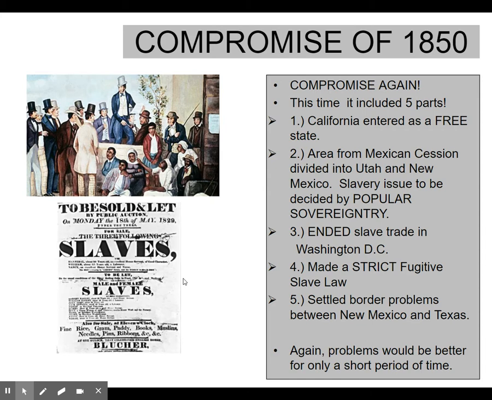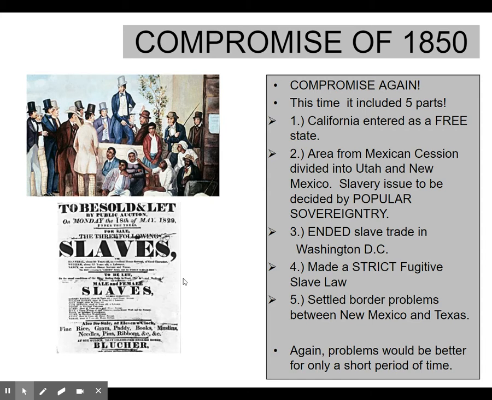The second part of the Compromise of 1850 was that the area from the Mexican Cession, the land that was won during the Mexican-American War, was divided into Utah and New Mexico, and the slavery issue came up again, and they decided to allow people to decide, and that's called popular sovereignty. Popular sovereignty is allowing people to vote and decide on their own. Okay, and so you'll see in a little bit how popular sovereignty can really end badly.